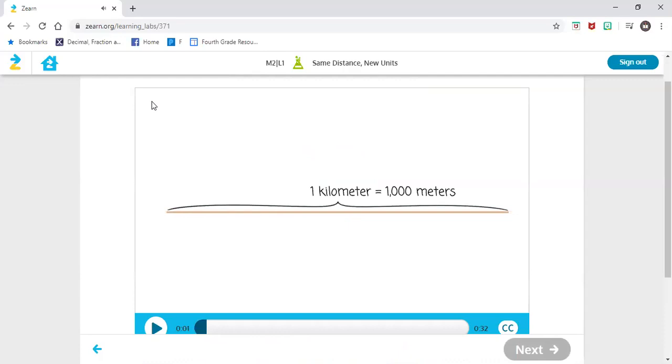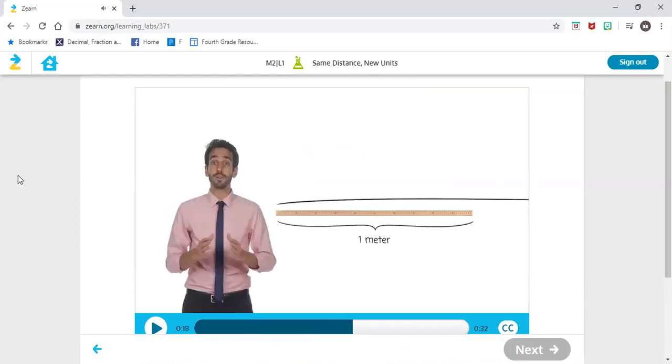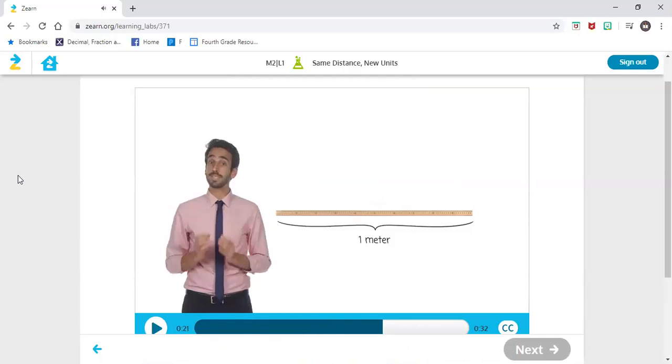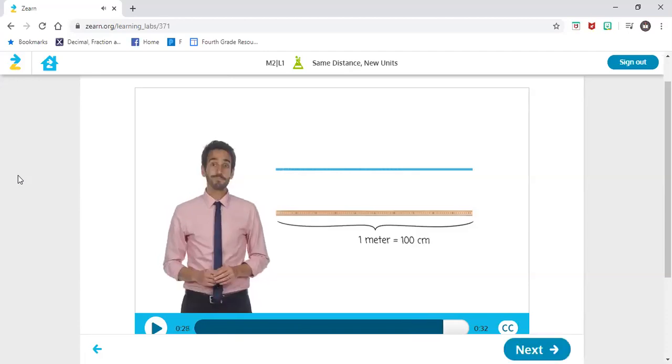Nice effort converting kilometers to meters and meters to kilometers. Think about each unit. A kilometer is a longer distance because we need 1,000 meters to equal 1 kilometer. 1 kilometer is 1,000 times as much as 1 meter. Now let's try converting between meters and centimeters. 1 meter equals 100 centimeters. Go for it.